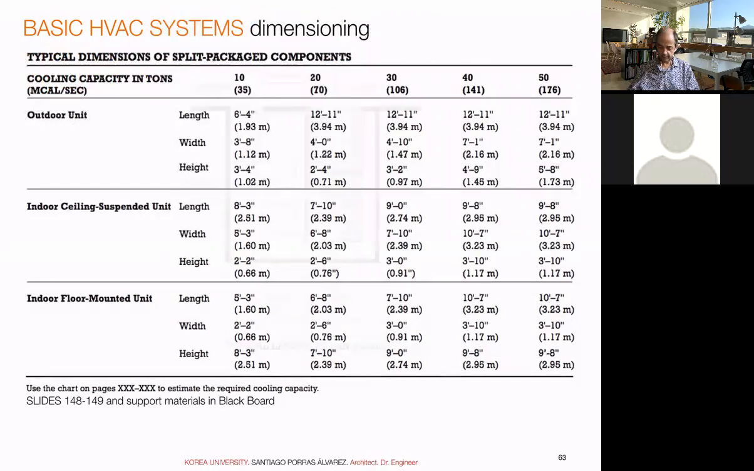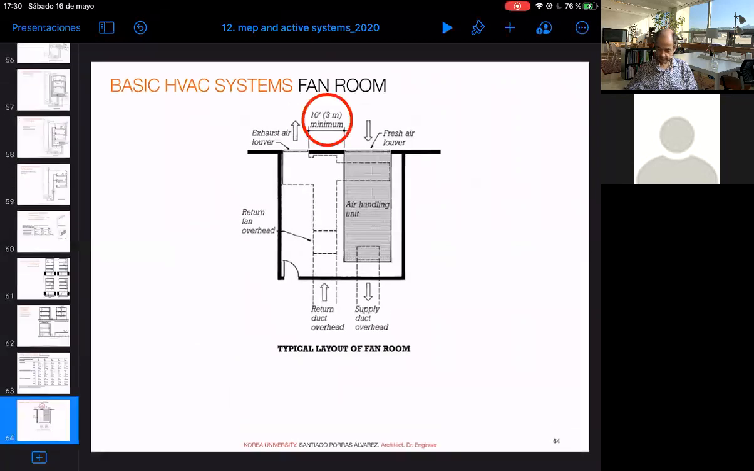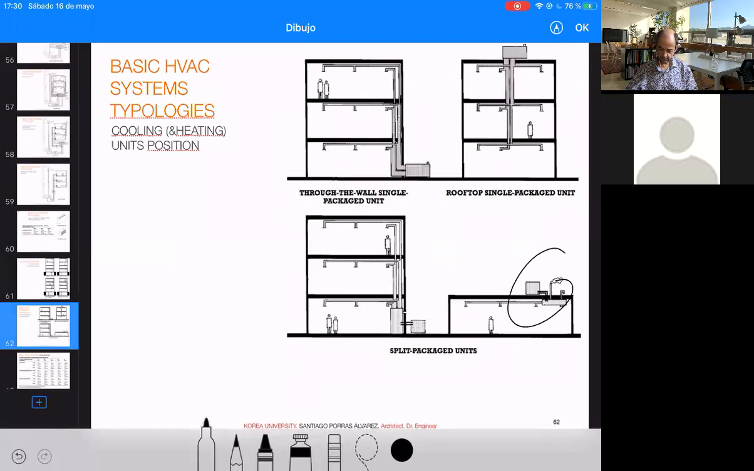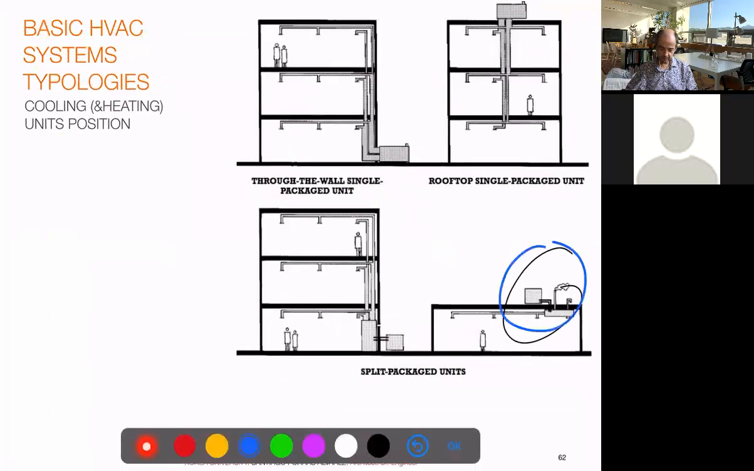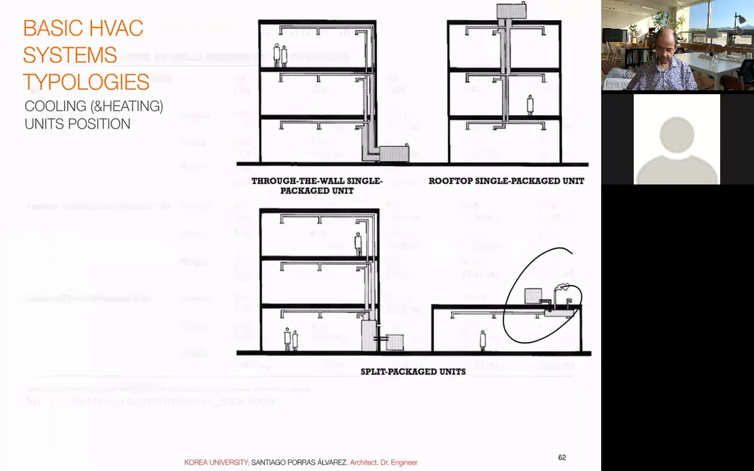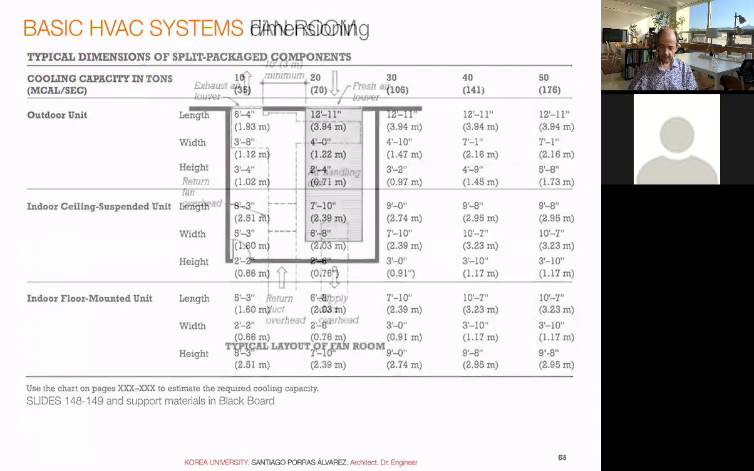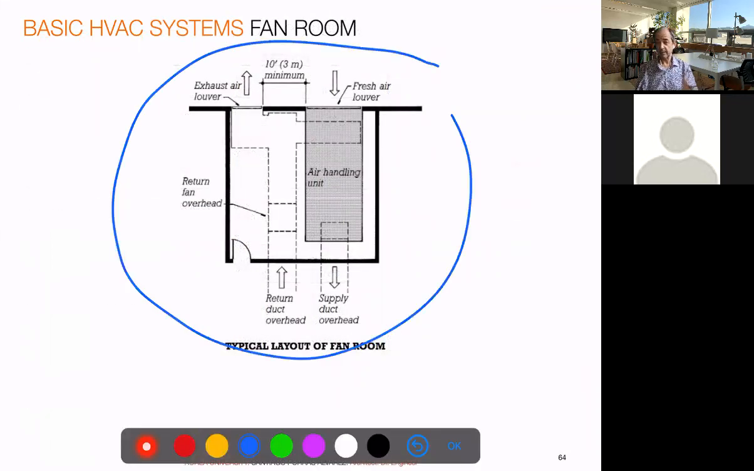So this is what we spoke of, this kind of systems here. So those are the split. Let me change this and go here. So these are the split systems. Here you have the basic dimensions and also the basic design of a fan room. At the end, you have the tables to get those basic dimensions.